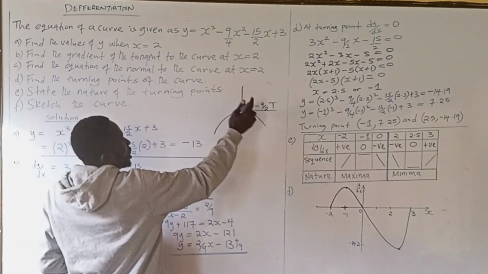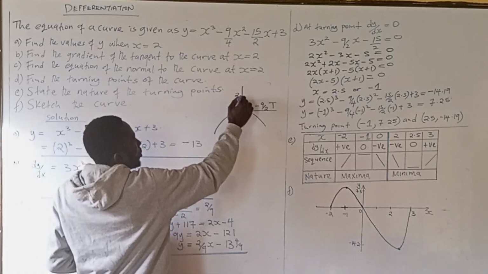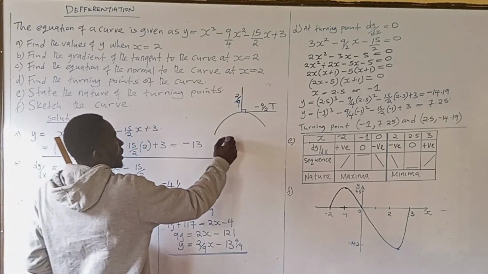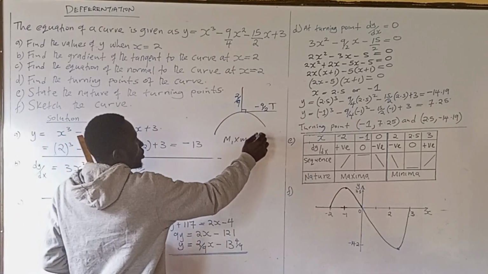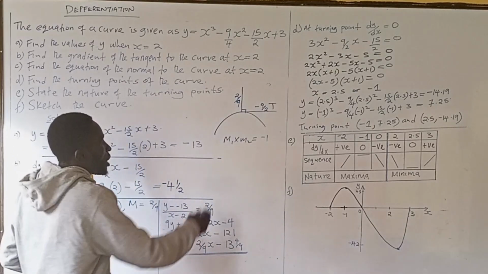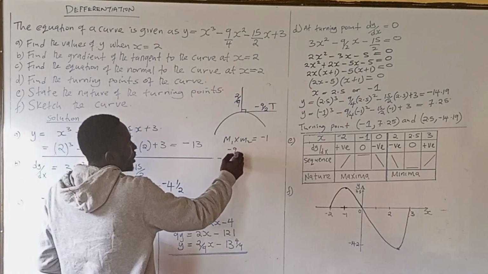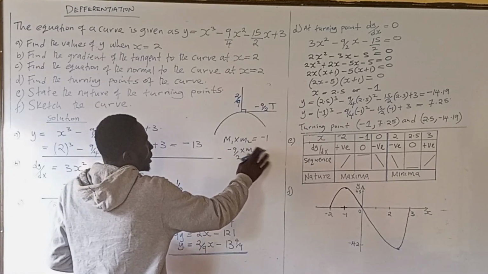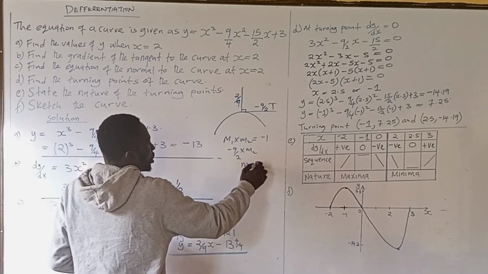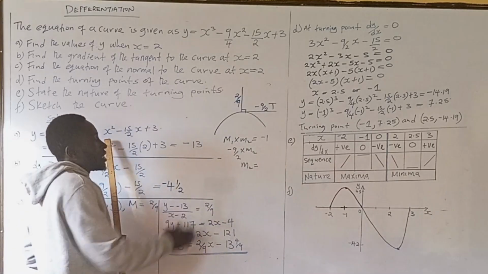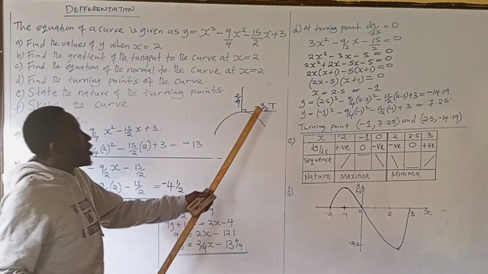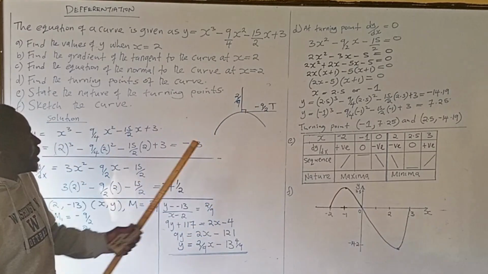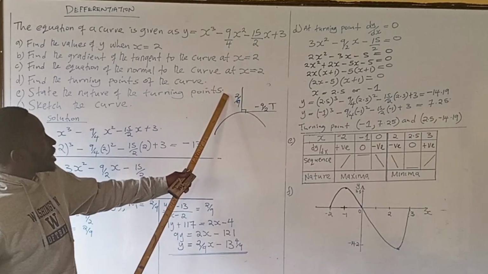So the gradient of this will just be 2 over 9. It is normally the reciprocal, and you change the sign. The formula is m1 times m2 is equal to negative 1. So if you have m1 as negative 9 over 2, then m2 is just the reciprocal. It is very simple: you just take the reciprocal and change the sign. The reciprocal of 9 over 2 is 2 over 9, and you change the sign to become positive. So that is the gradient.